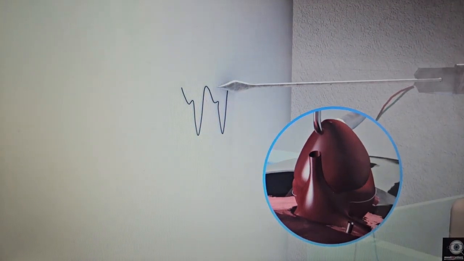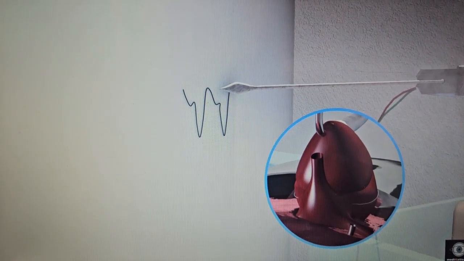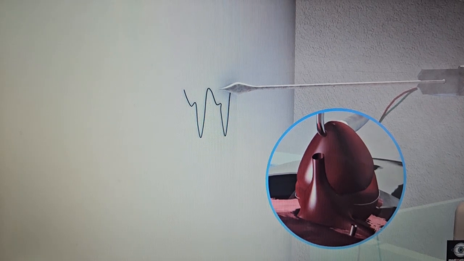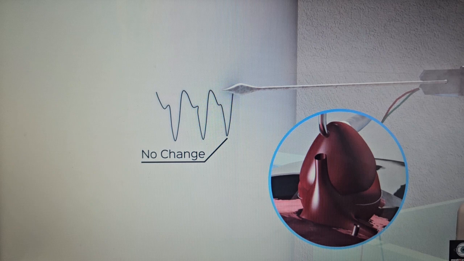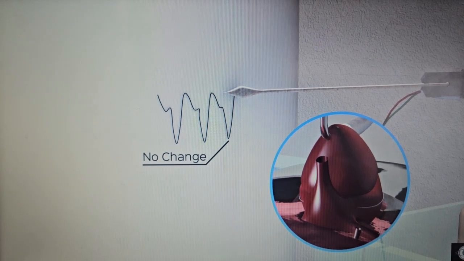Then we apply the stimulus during different phases of the cardiac cycle and observe the graph obtained. When we apply a stimulus to the heart in systole, there is no reaction to the stimulus. The cardiogram remains unchanged.